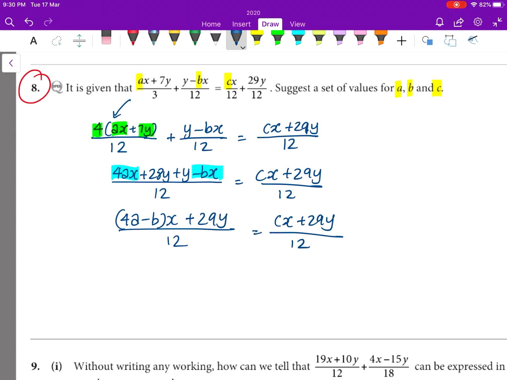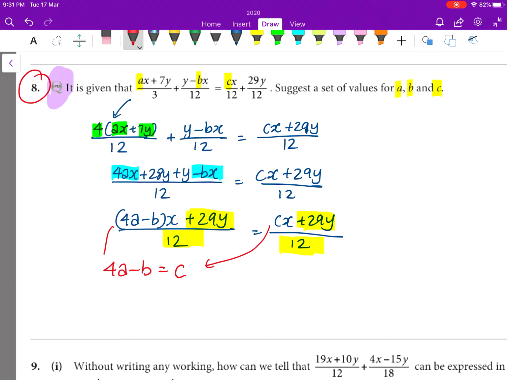Let's compare. It's an open question. Alright, so we may have many values for our answer, and let's take a look at this. Let me use some other color. Okay, let me use yellow again. See, 29y. We have 12. So naturally, we will compare. What will we compare? We will compare 4a minus b with c.